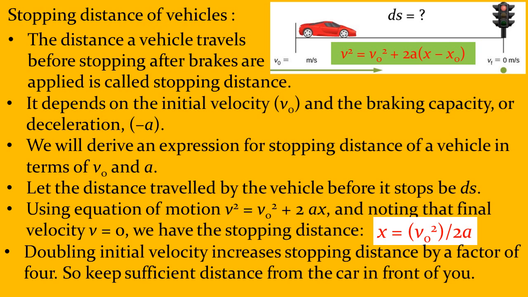Now what does this equation tell you? If your initial velocity is doubled, then the stopping distance increases 4 times. If the initial velocity is tripled, then the stopping distance increases 9 times. So, if you are traveling fast on a highway, keep sufficient distance from the car in front of you. The faster you are traveling, the longer the distance you need to have between your car and the car in front of you. Have you understood all this?